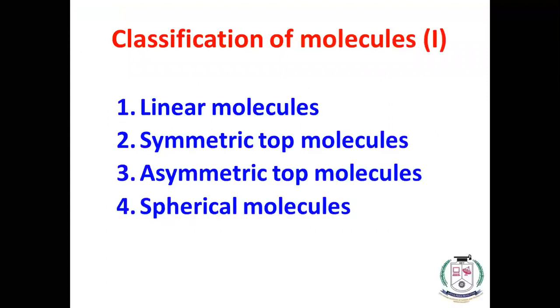Okay, so now we are classifying the molecules based on moment of inertia. We know the definition of moment of inertia and the formula I equals mu r square. Based on the moment of inertia, we classify the molecules into four types: first, linear molecules; second, symmetric top molecules; third, asymmetric top molecules; fourth, spherical molecules. Let us see one by one, starting with the linear molecule.